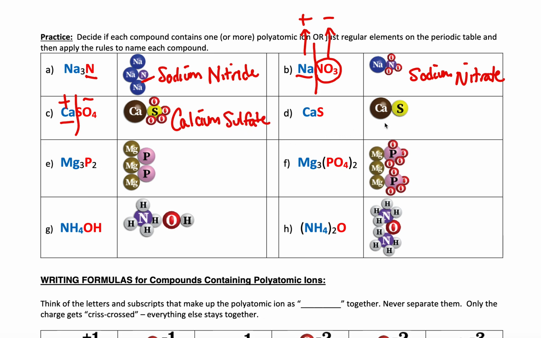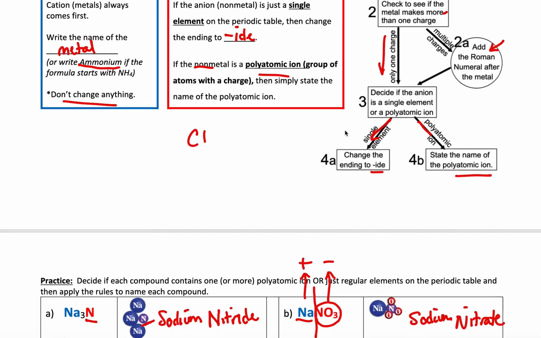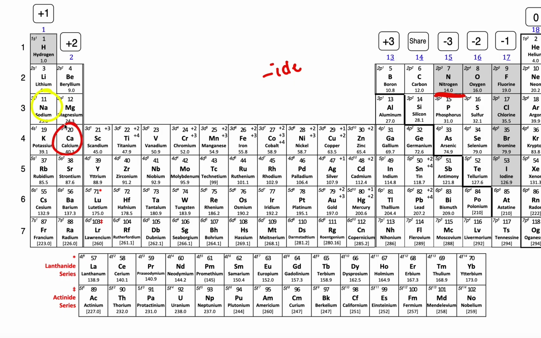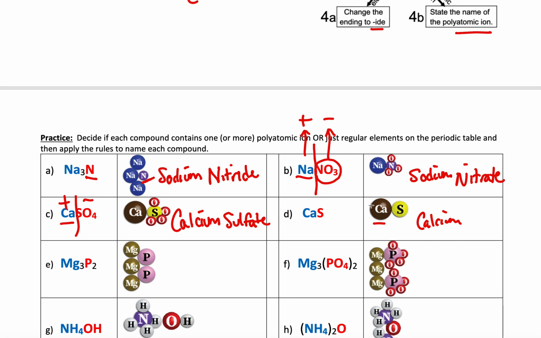Now over here, we have calcium again. And we don't write a Roman numeral, by the way, for calcium, because if you look on the periodic table, calcium's over here. It's in group 2. It always makes a +2 charge. So there's no need to even consider Roman numerals for that one.